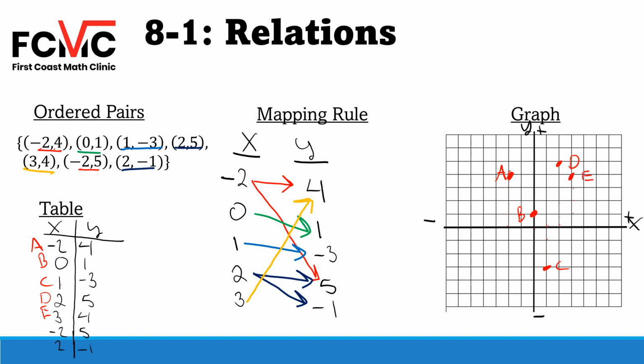So that's E. F is going to be negative 2, 5. 1, 2, 1, 2, 3, 4, 5. So that's F. And G is going to be 2, negative 1. So 1, 2, and then negative 1. So that's point G. Okay, so that's our relation as a set of ordered pairs, a table, a mapping rule, and a graph. Let's do one additional example where we're not given the ordered pairs to start.